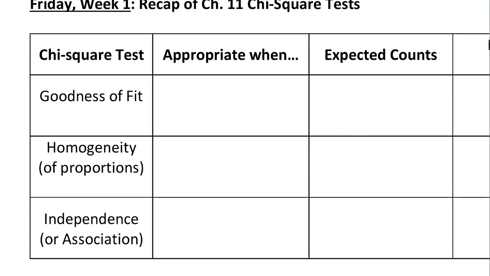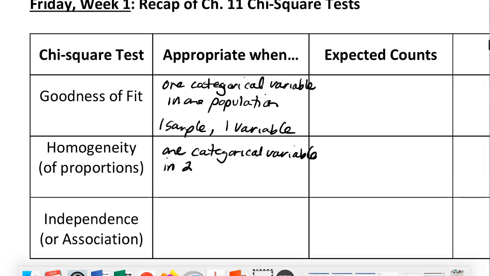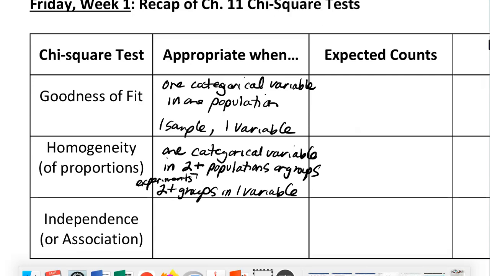A goodness of fit test is when you have one categorical variable in one population, or you've only taken one sample, one variable. For a chi-squared test for homogeneity, you have one categorical variable in two or more populations or groups. So this would be two or more groups and one variable, in other words. Experiments are often in this category, a chi-square test for homogeneity.